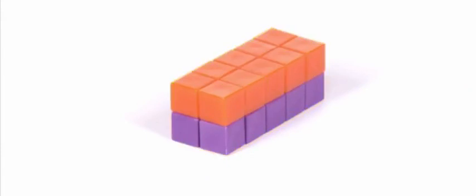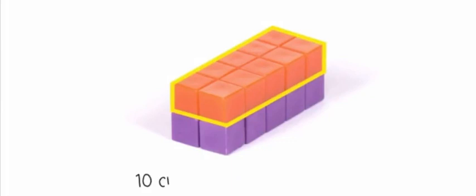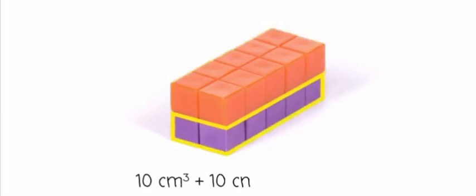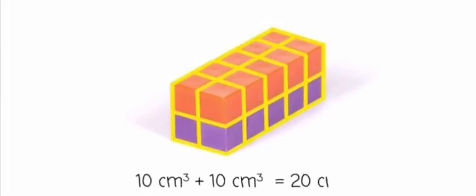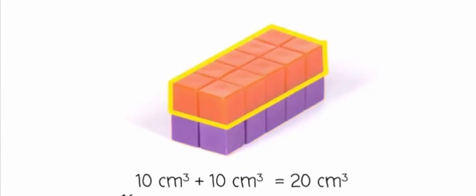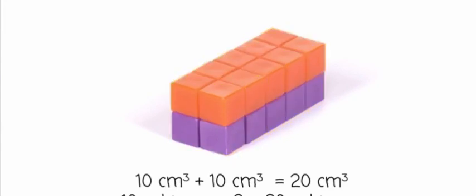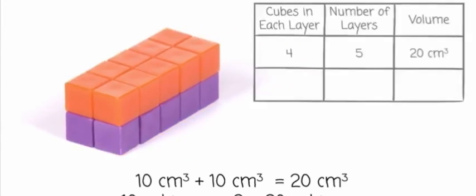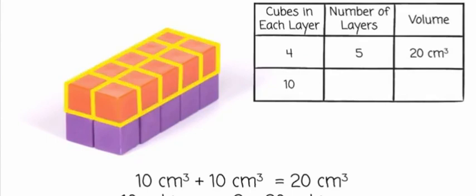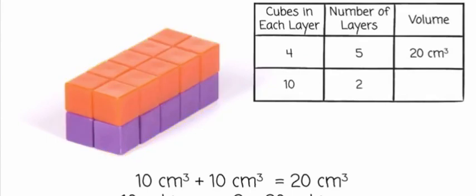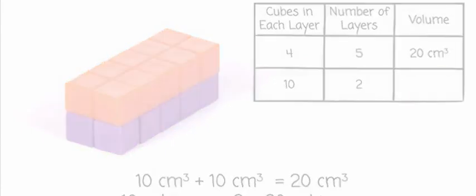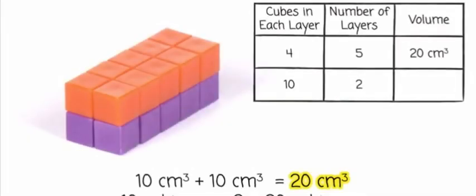What's the volume? 10 cubic centimeters plus 10 cubic centimeters equals 20 cubic centimeters. And 10 cubic centimeters times 2 equals 20 cubic centimeters. Exactly. Let's record this in our table. This time, we can see 10 cubes in each layer and 2 layers. Complete the table. I'll record 20 cubic centimeters in our table here.